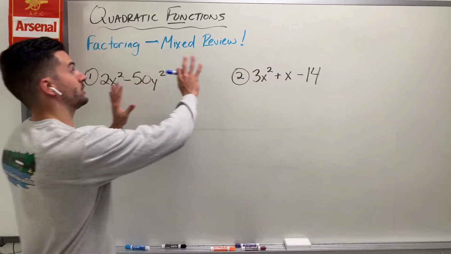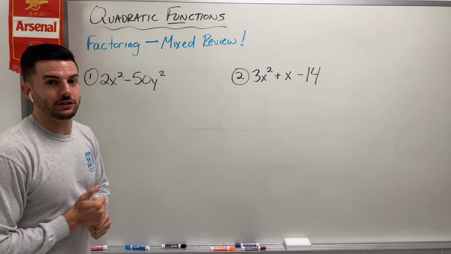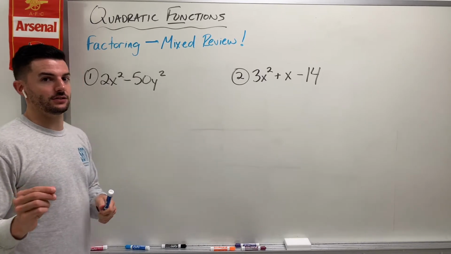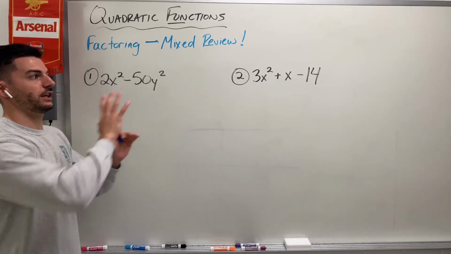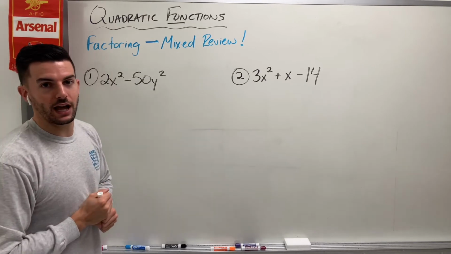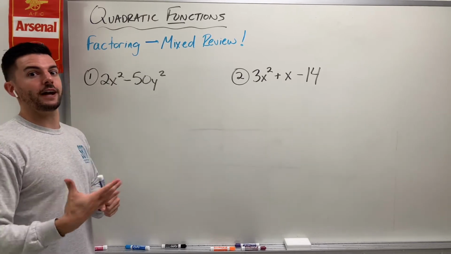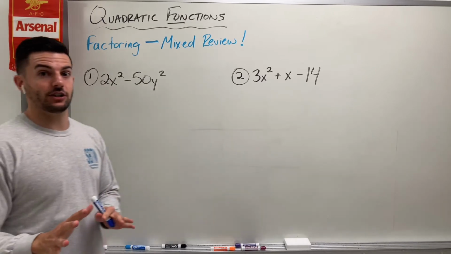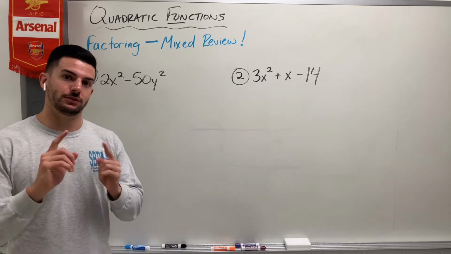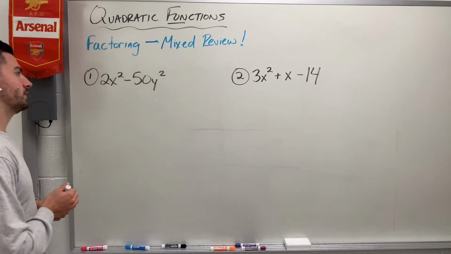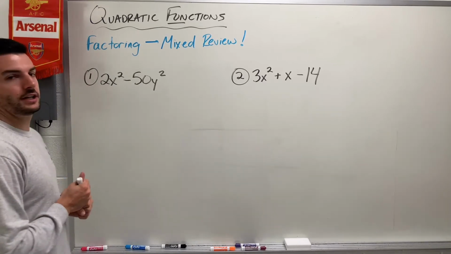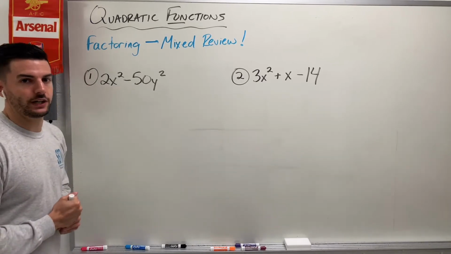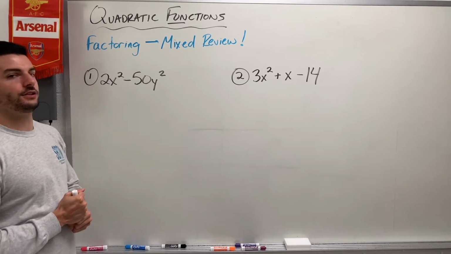And I'm not giving you much structure here, right? I'm not telling you which strategy it is, okay? So that's part of the challenge, is looking at the polynomial that we have and determining which factoring strategy we should use, okay? And sometimes there's going to be more than one within the same problem, so lots to look out for here. Okay, so looking at number one here first, we have 2x squared minus 50y squared, okay?